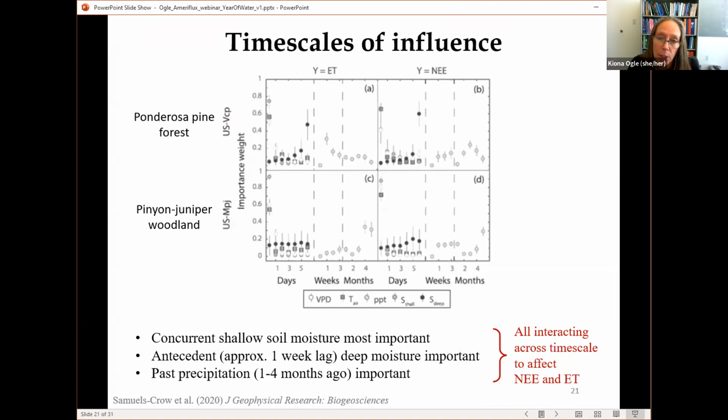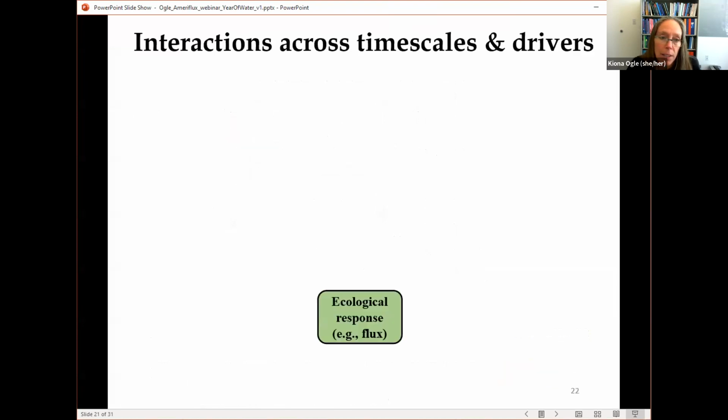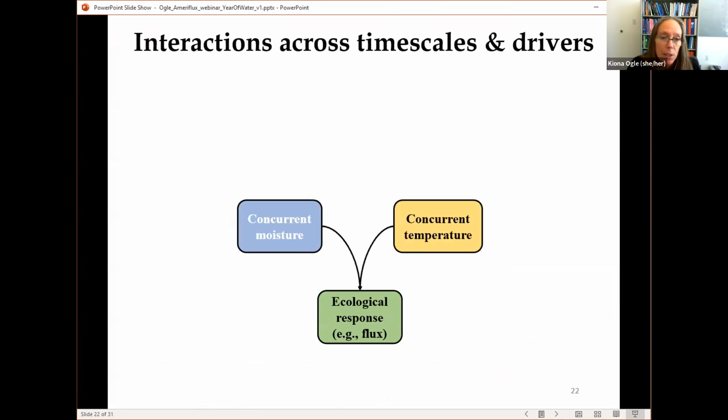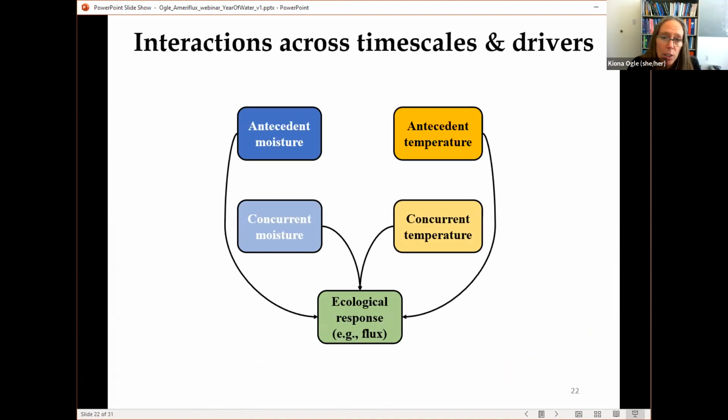NEE and ET. So we find very strong interactions among these factors within their analysis. And these interactions among factors are really interesting because across many different studies and flux data, we find that the ecological response, whatever flux variable, is clearly driven by concurrent conditions such as moisture and temperature. It's also clearly driven by antecedent conditions, but the time scales over which those operate is not consistent across sites necessarily.